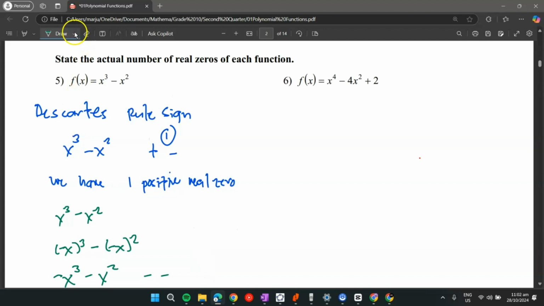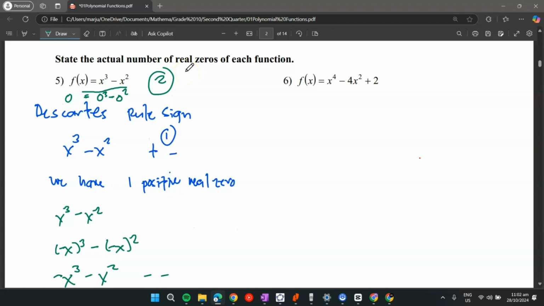But if we look at our function, we can make use of 0 here, right? When we do 0 cubed minus 0 squared, this is equal to 0. So 0 is considered one of our real roots. Remember, 0 is part of our real number system. So when we try to answer this question, state the actual number of real zeros we can have, the answer should be 2. So 1 positive and the other one is 0.